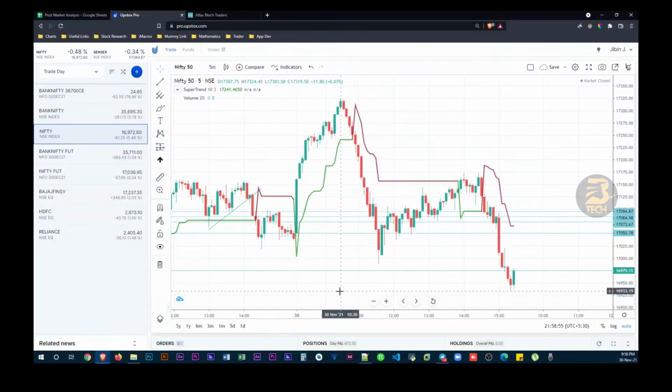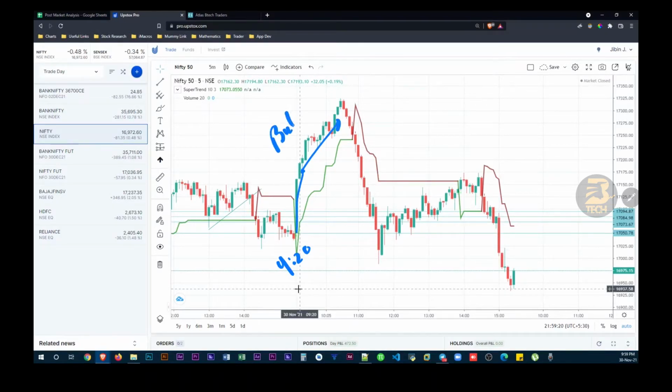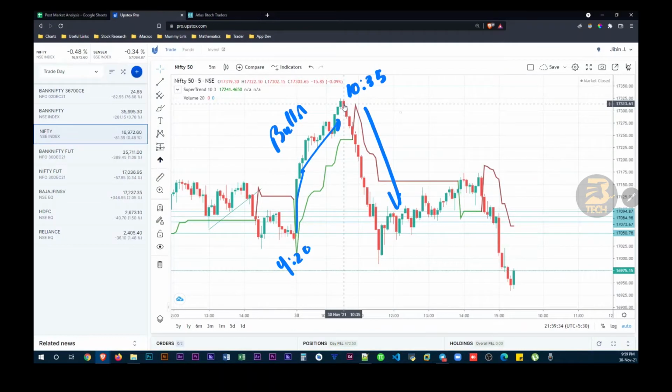BTech Traders post-market analysis. Today we will take a look at how the Nifty and Bank Nifty performed during the market hours. We can see that in the morning itself, at 9:20, the market was highly bullish. It had a good bullish trend, and this continued till 10:35. After 10:35, the market fell. That was a huge fall.